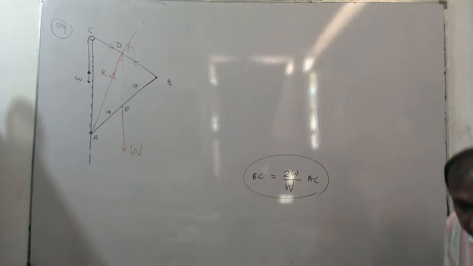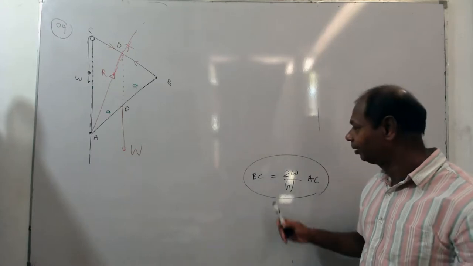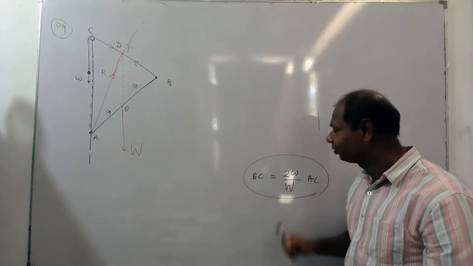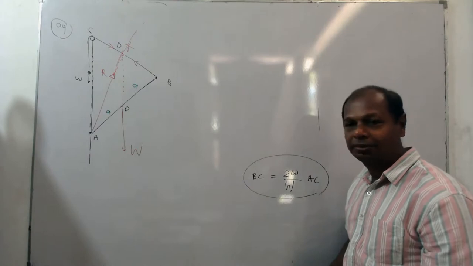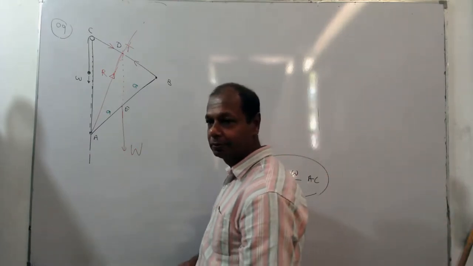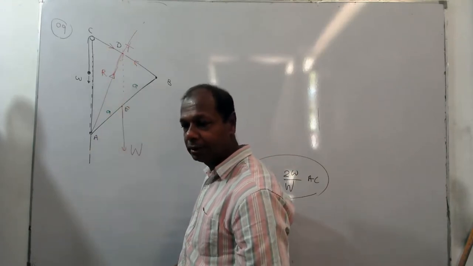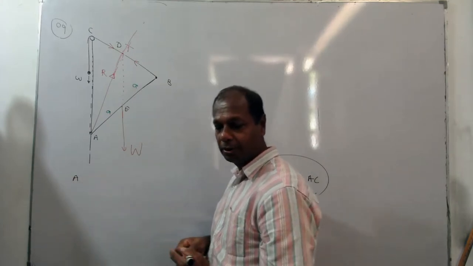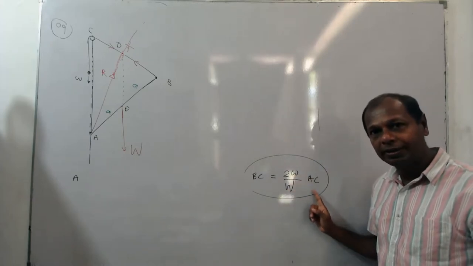Which method do we apply? It's a relation of forces and lengths. Forces and lengths. Triangle of forces. What is the triangle you say? ACD. Use the triangle of forces, because what we need is a relation of forces and lengths.